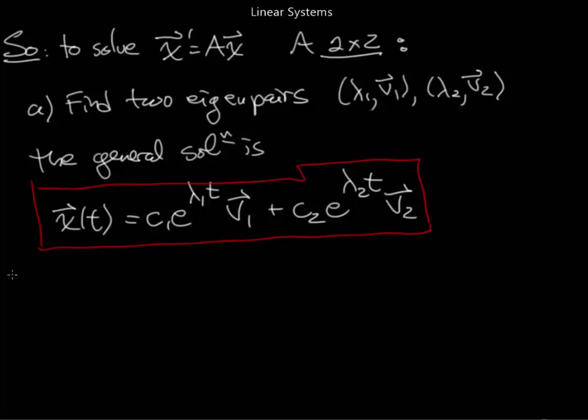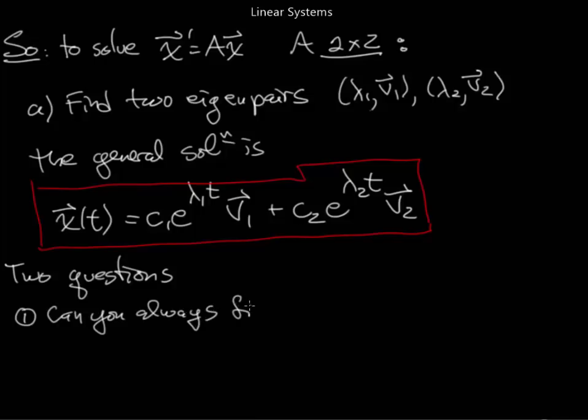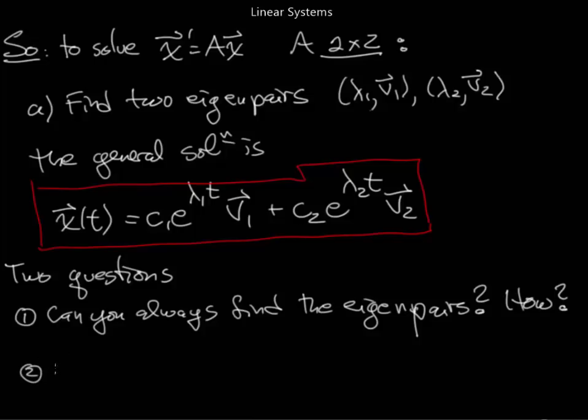Now, does that really work? So there's really two questions here. The first one is, can you really do this? Can you always find two eigenvalues and two eigenvectors this way? These pairs. And, well, how do you go about that?